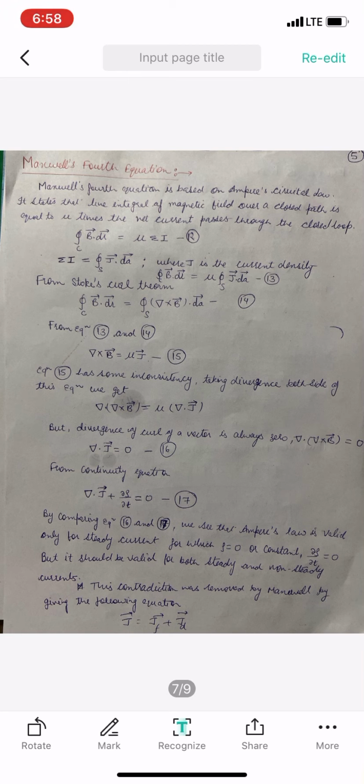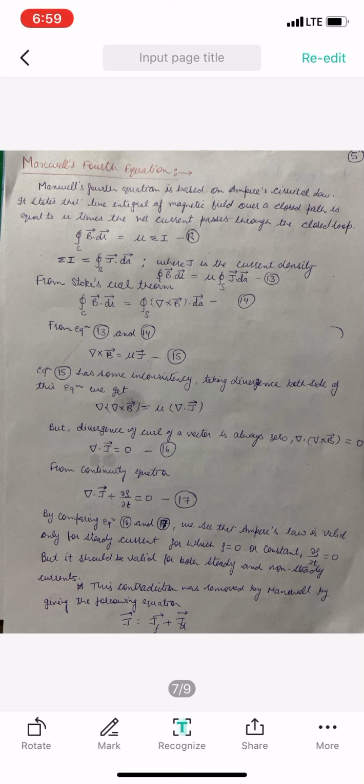We can write it in terms of current density. What is current density? Current density J is defined as the current I divided by the area. So the current will be equal to the integral over the closed surface S of J vector dot dA vector, where J is the current density. When we put this value into equation number 12, it comes out as the closed integral of B dot dr is equal to mu times the integral over the surface S of J dot dA.